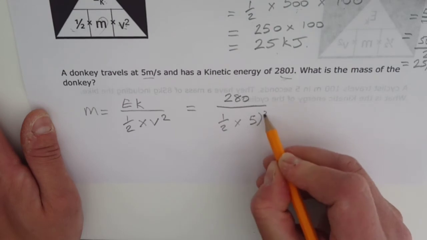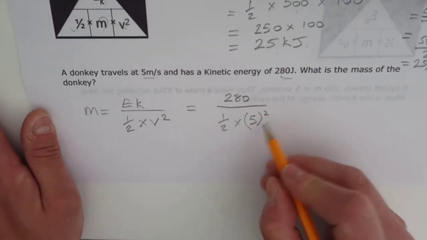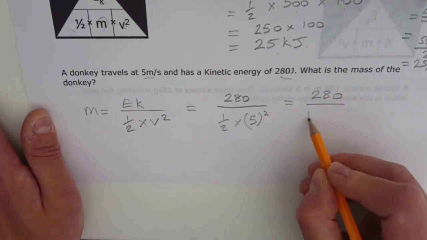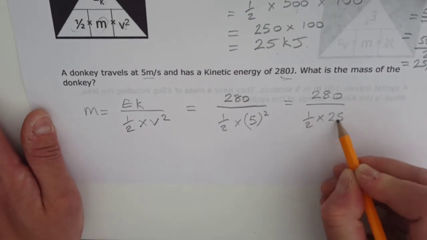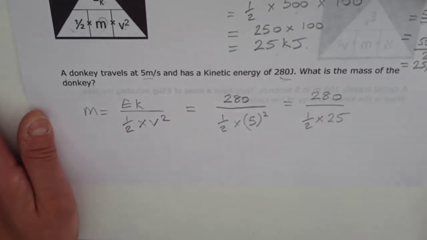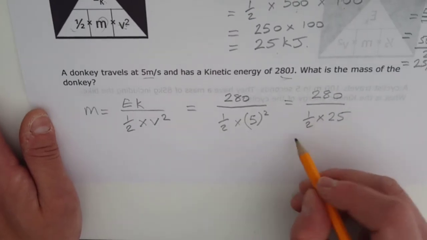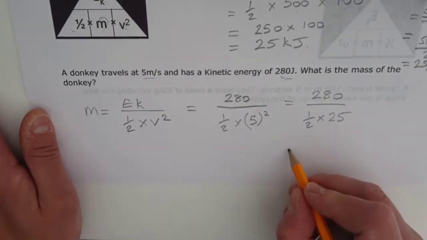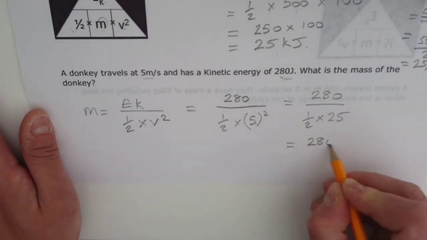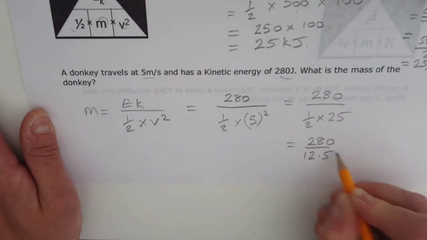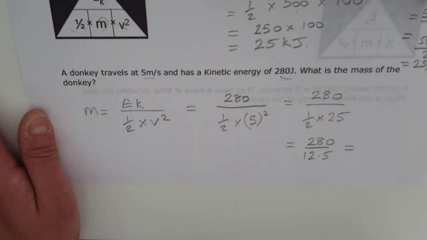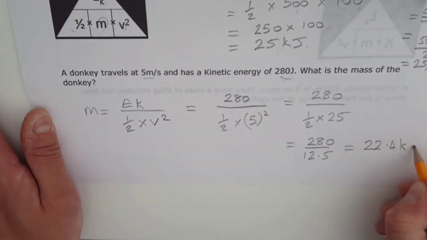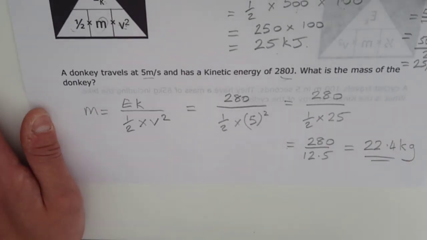Again, we're going to deal with that on its own, so that's going to be 25. So 280 divided by a half times 25. I know there's not a whole lot writing here, but I'm doing it purposely in wee steps so that you can actually see what's happening. A half times 25, 12 and a half. So 280 divided by 12 and a half will give us our answer. So 280 divided by 12.5 will give us an answer of 22.4 kilograms. Remember, it's mass, so kilograms. Make sure you put your units in.